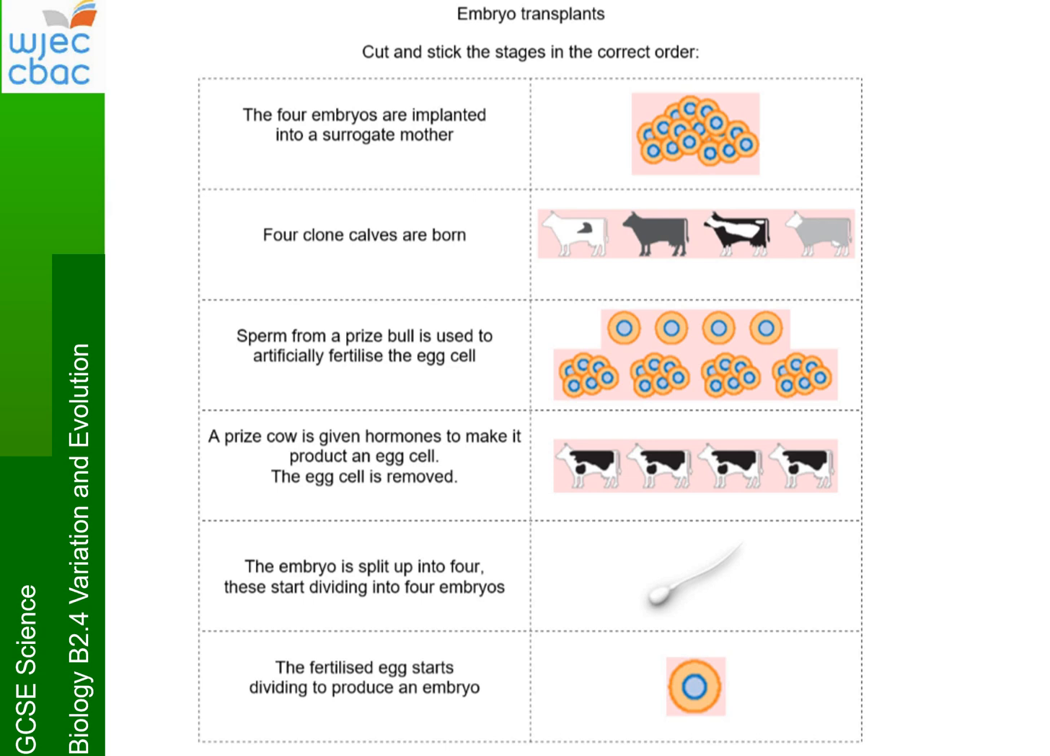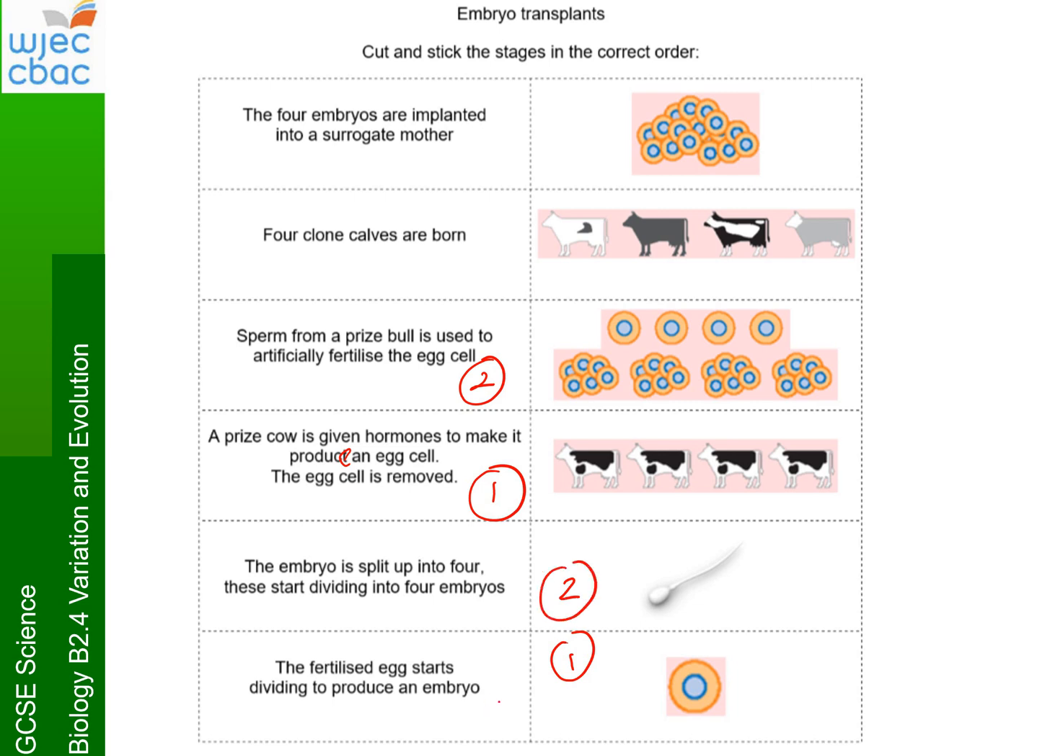So, the answers to this task. First of all, a prized cow would be given hormones to make it produce an egg cell. That should be produce, not product. Produce an egg cell, and the egg cell is removed. So that matches with this diagram here. Number 2, the sperm from the prize bull, which is often more expensive than others, is used to artificially fertilize the egg cell outside the body to begin with.